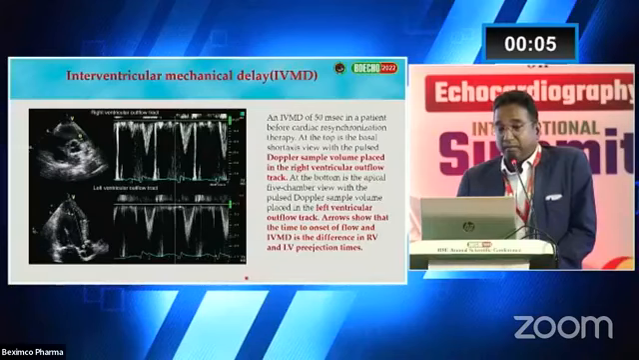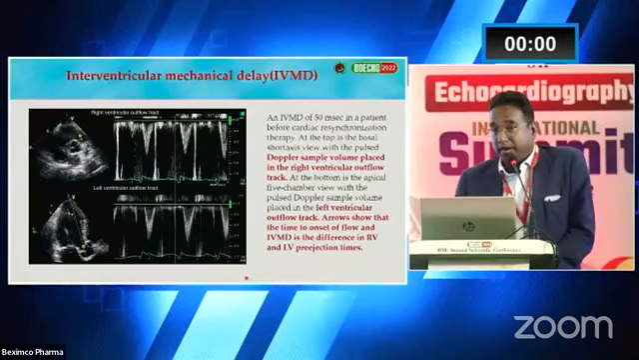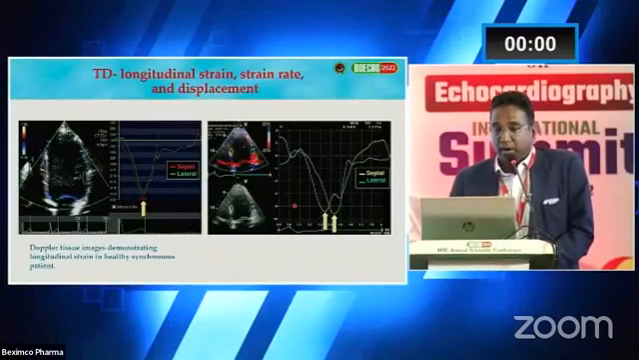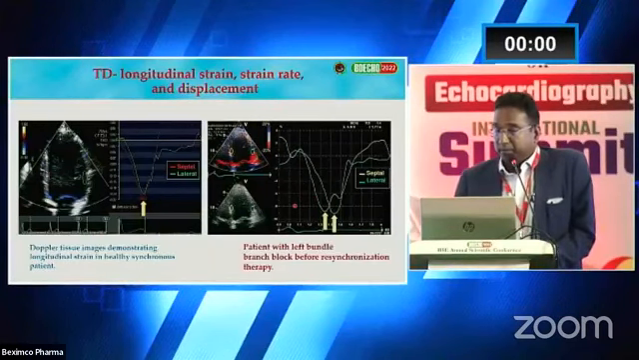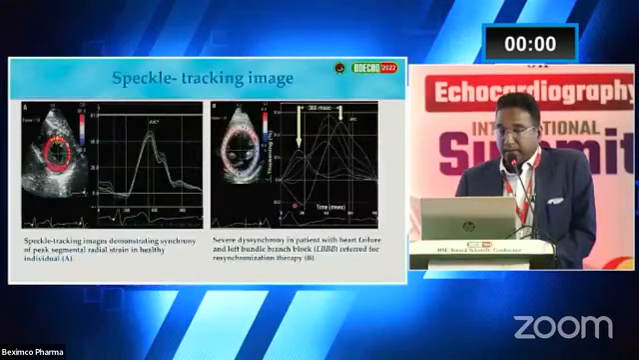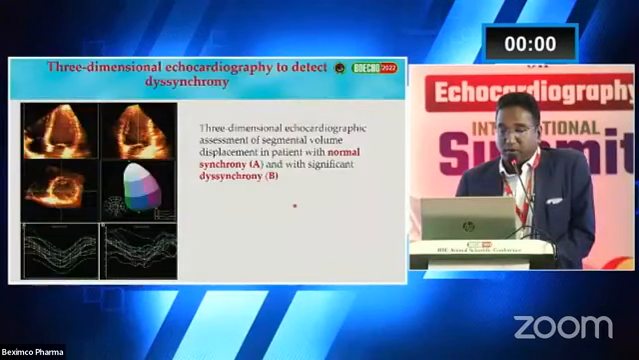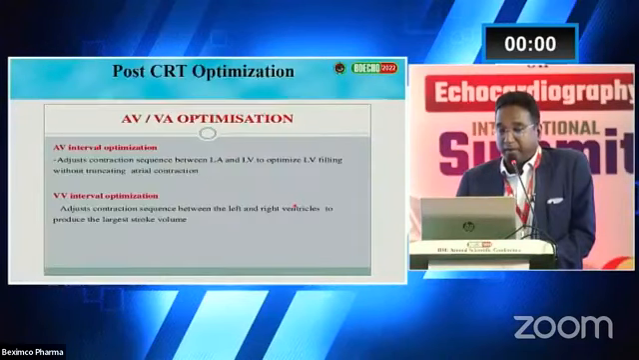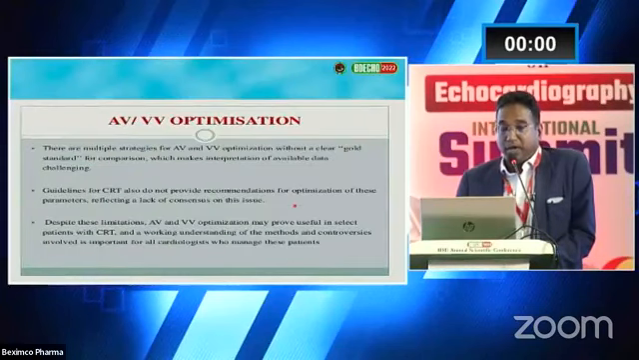And interventricular mechanical delay can also be detected by echocardiography using the right ventricular outflow tract and left ventricular outflow tract. And TD longitudinal strain, strain rate and displacement also show normal synchrony, or dyssynchrony, where the RV and LV peak is depressed. There is three-dimensional echo also with a definite role, and post-CRT is very important: AV optimization and VV optimization.